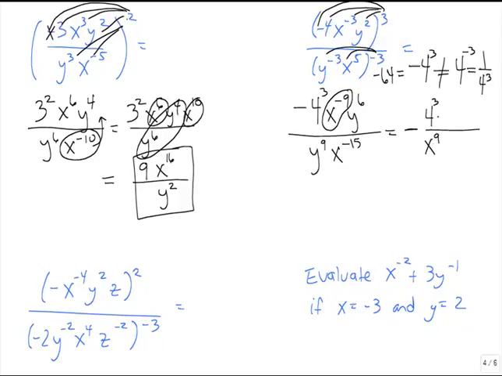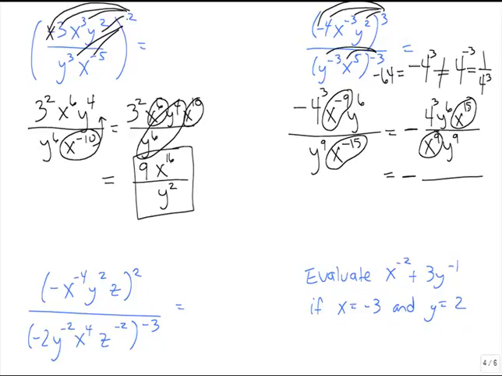Y to the positive 6 is already positive, so it stays in the top. Y to the positive 9 is positive, so it's going to stay in the bottom. And x to the negative 15 is negative, so it's going to flip up to the top. So now we shouldn't have any negative exponents. So to simplify, that negative that we had for our coefficient stays out front. And then for my x's, I have an x to the 15 on top and an x to the 9th on the bottom.